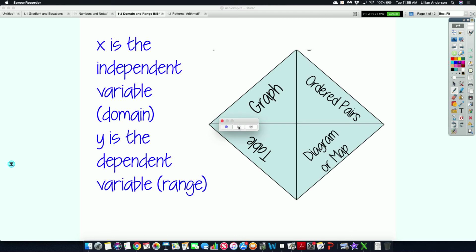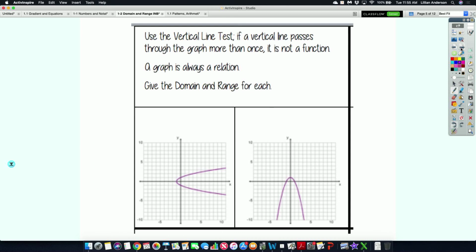So with each of these, we're going to determine if they're functions, and we're also going to state the domain and range. Okay? So let's look at the first one. Let's look at the graph. Okay? In this particular example, you're given two graphs, and we're going to determine if it is indeed a function or if it's not a function, and we're also going to state the domain and range. Okay? When you're given a graph, one way to determine if it is a function is by the vertical line test. You guys, have you ever heard that before? Maybe back in Algebra 2. The vertical line test basically says that if a vertical line passes through the graph more than once, it is not a function. Okay? A graph is always a relation, but not every graph is a function.